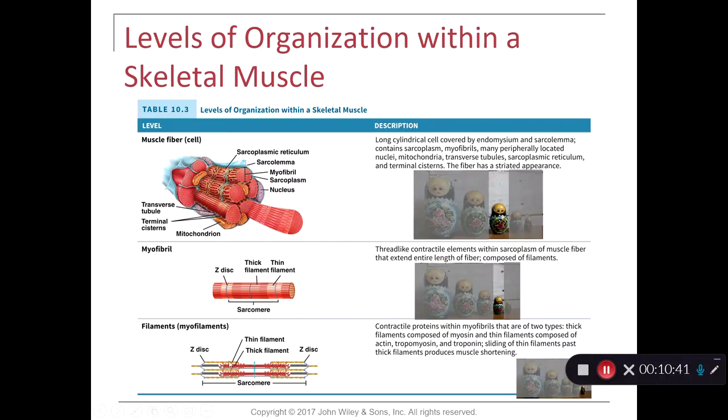You've got thin filaments and you've got thick filaments. Thin filaments are actin, thick filaments are myosin. Thin, actin, thick, myosin.